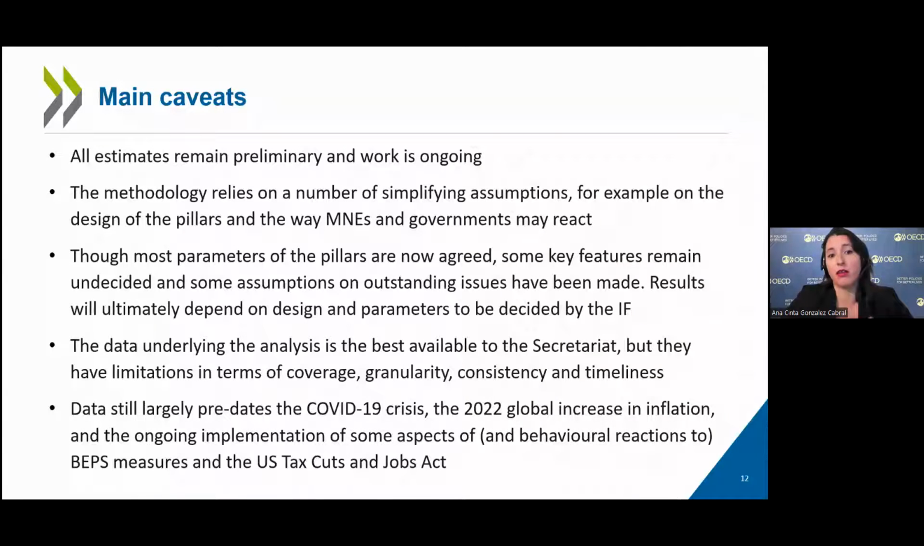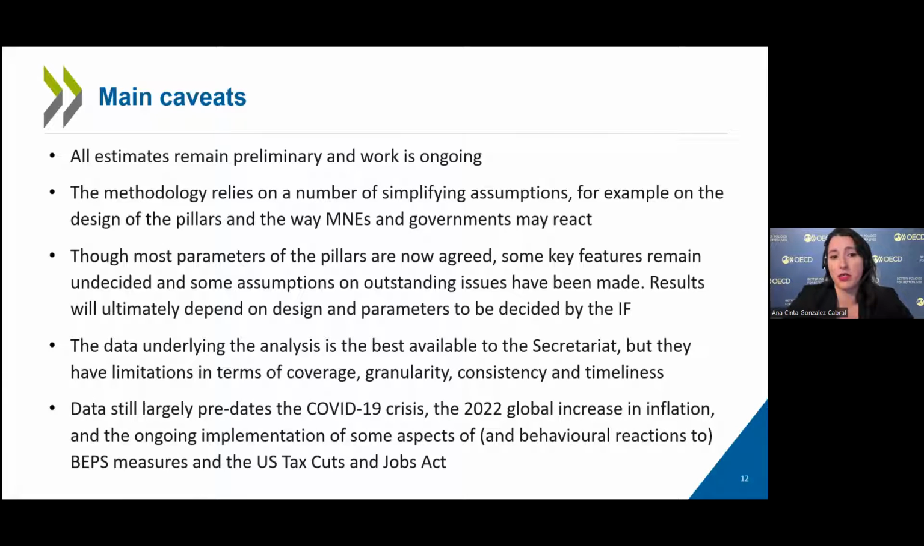Second, while compared to the initial economic impact assessment most of the parameters of the pillars have now been agreed, there are still discussions ongoing about certain design elements. So the revenue estimates are produced based on some illustrative parameters. And what this implies is that ultimately the impact on the revenue estimates will largely depend on the final design parameters that are to be agreed by the members of the Inclusive Framework.